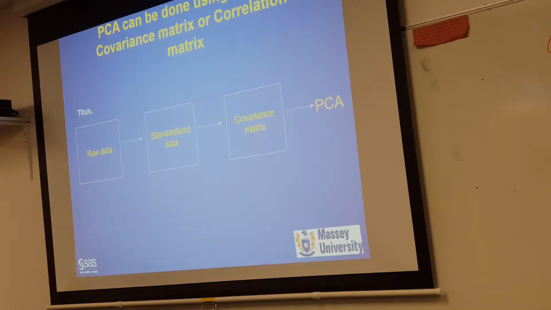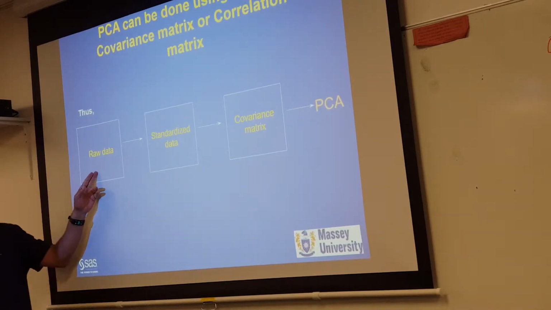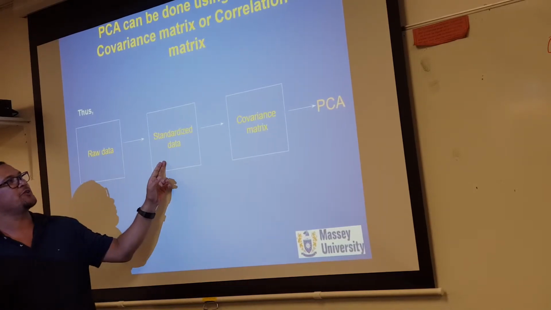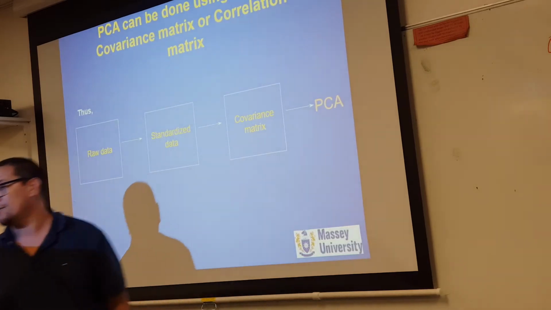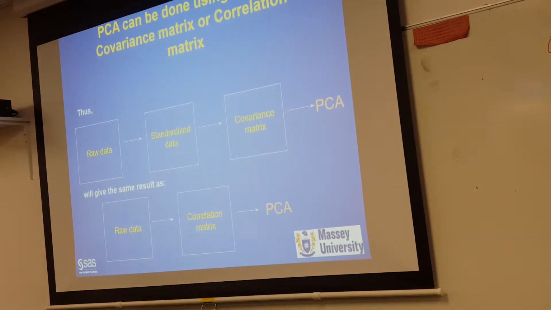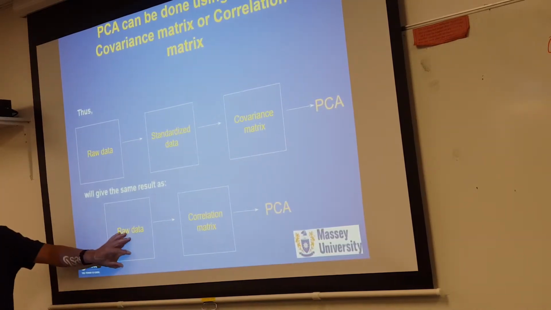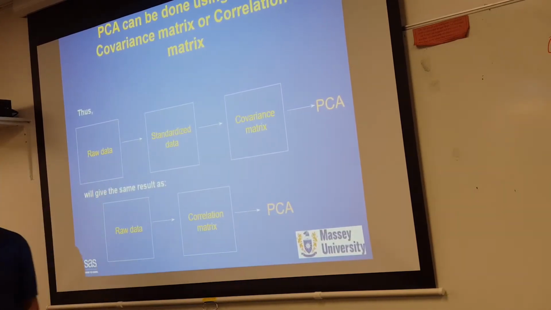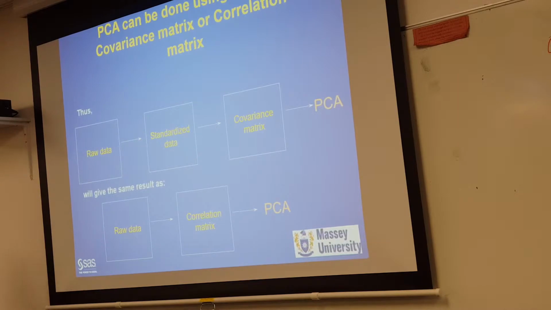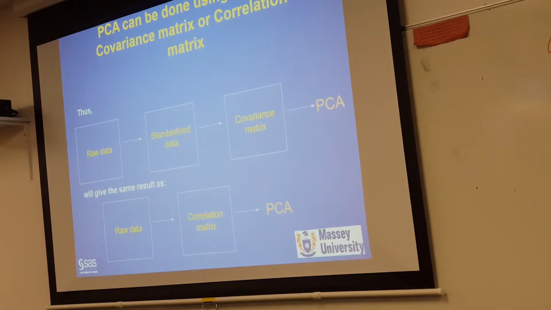So this is in fact the same thing. If I take the raw data and then I standardize it, and then do a covariance matrix of my standardized data, I get a PCA. It's exactly the same thing as doing the raw data, calculating the correlation matrix straight from the raw data, and doing my PCA. It's identical to one another. So there's no difference in these things.